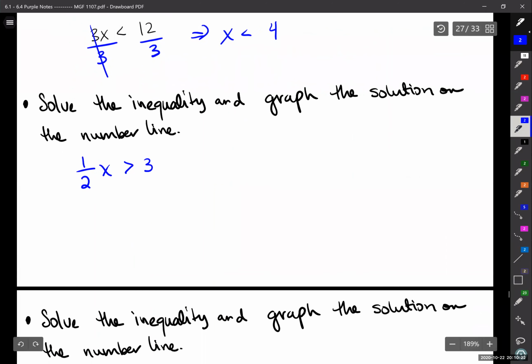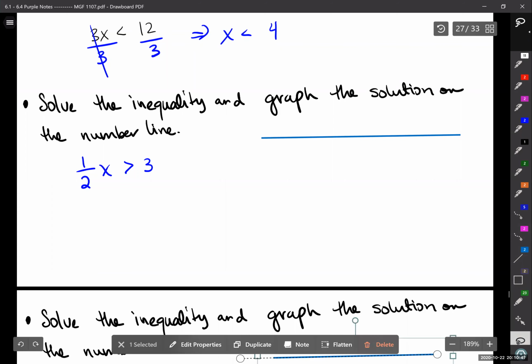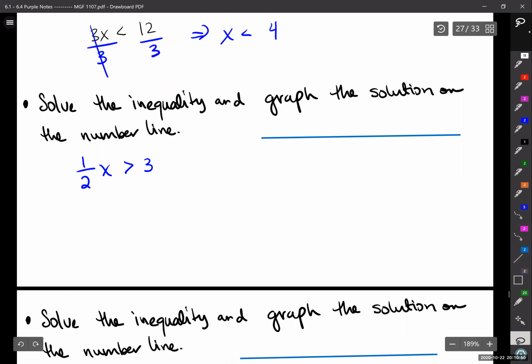Now for the next one, you see that we have a fraction. We know we want to get rid of a fraction. So you can get rid of the fraction by multiplying, if there's multiple fractions, by the least common denominator. If there's just one, just multiply everything by the denominator there. So we are going to multiply both sides by 2. And we get x should be greater than 6. Not equal to, so we do open circle, and greater than should be after it.